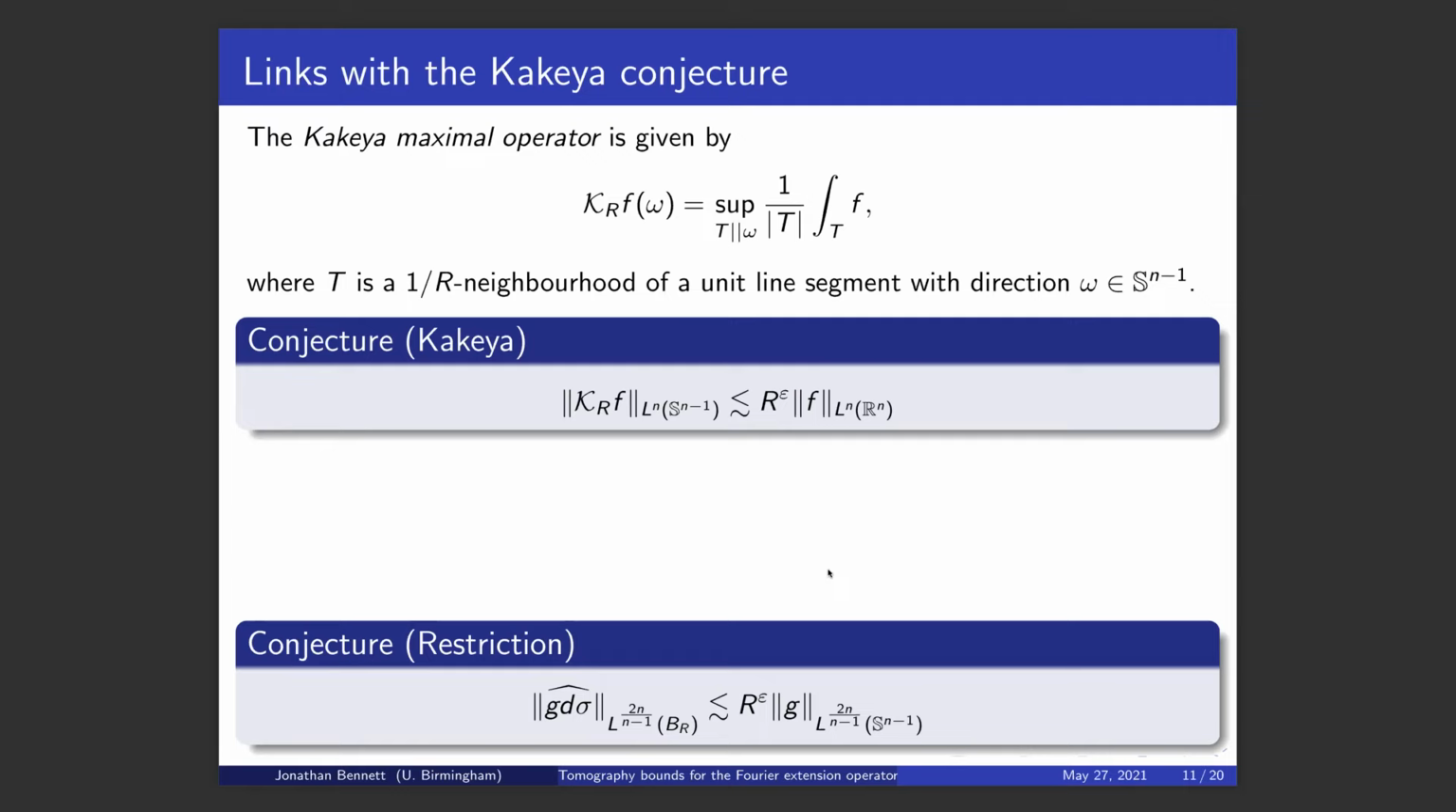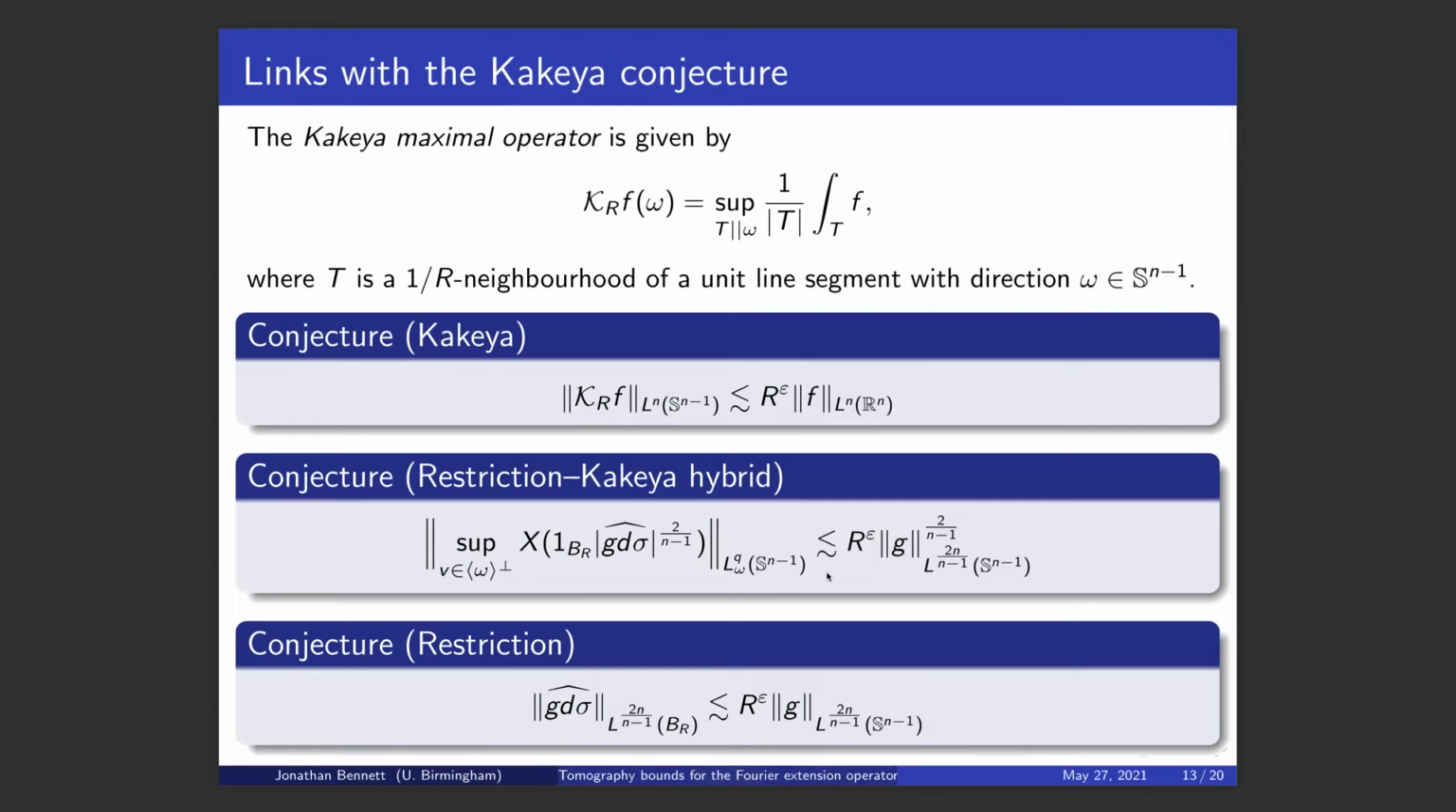But at this point, I just want to point out that there is a conjecture that sits in between these two. And it's this one, which I'm calling restriction Kakeya hybrid. So this one implies Kakeya and is implied by restriction. So perhaps it's interesting to have this stop off point in trying to understand the relation between the two. But what is this?